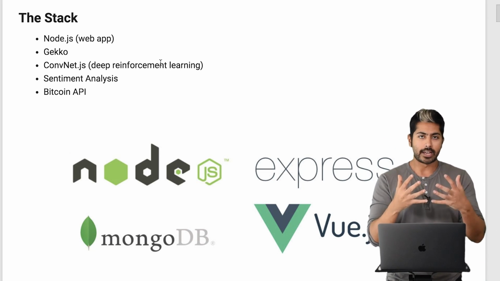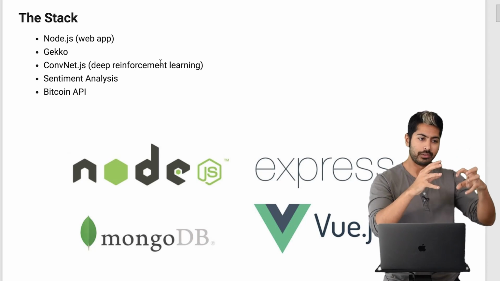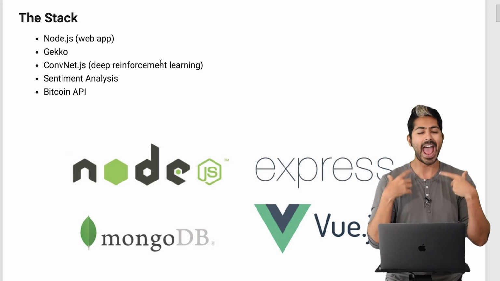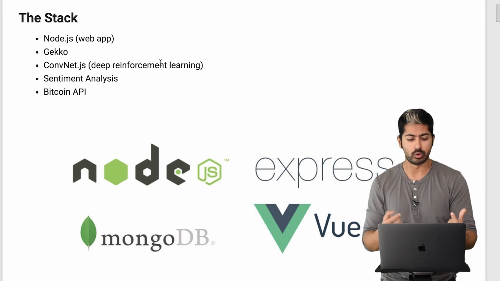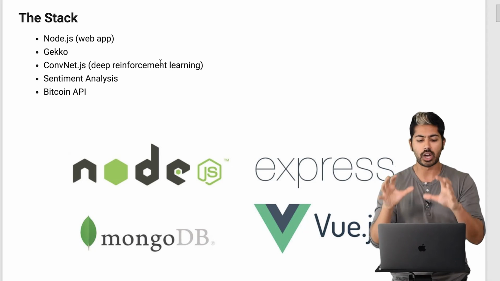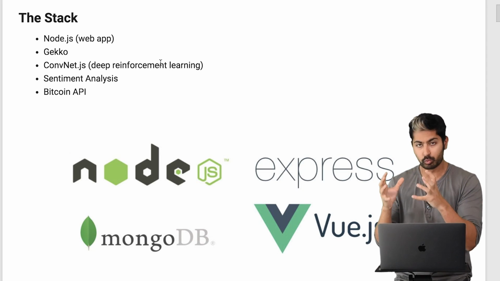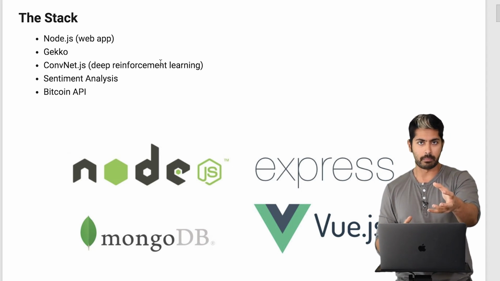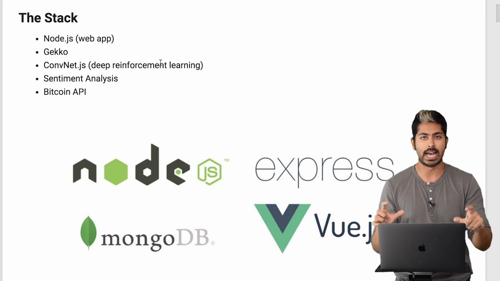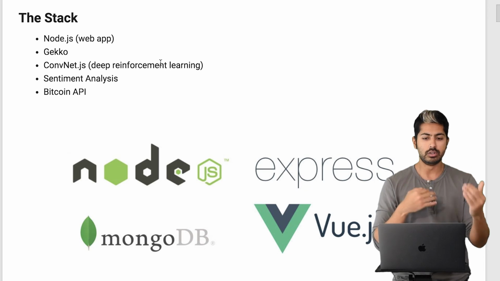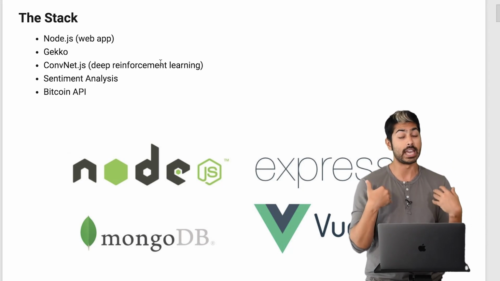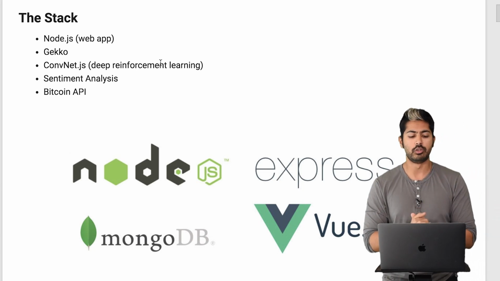There's also Gecko. Gecko was the trading JavaScript repository, the base repository that I used to build off of and add the reinforcement learning code to as a custom strategy. I'll talk about all of this. Convnet.js is the JavaScript library for reinforcement learning that I used. Andrej Karpathy made this. And then I'm going to use the sentiment library for sentiment analysis. We're going to look at different news articles and see what the sentiment is about a particular stock. In our case, it's Bitcoin. And then we're going to obviously use the Bitcoin API.